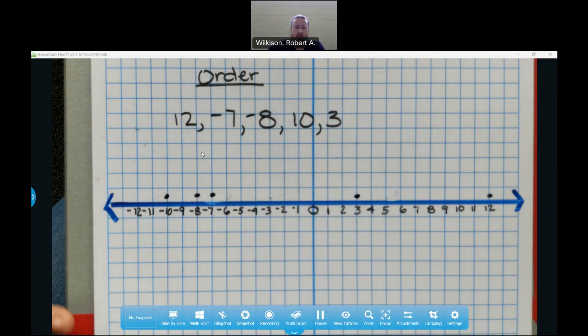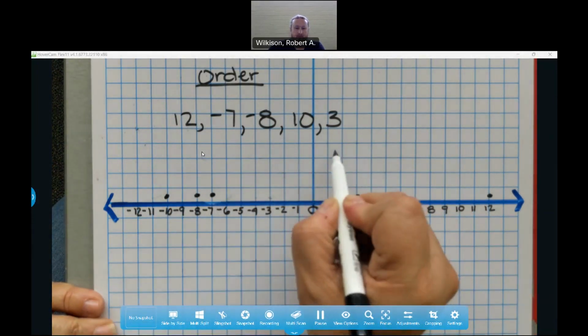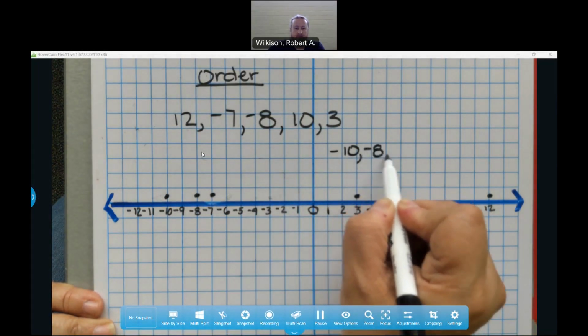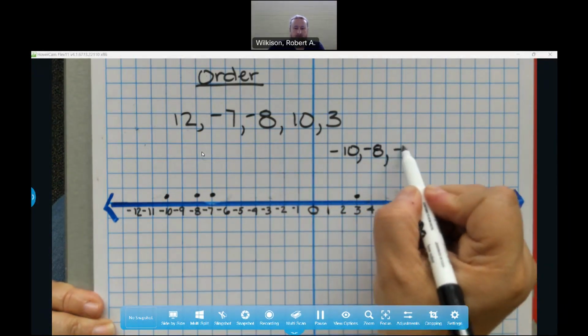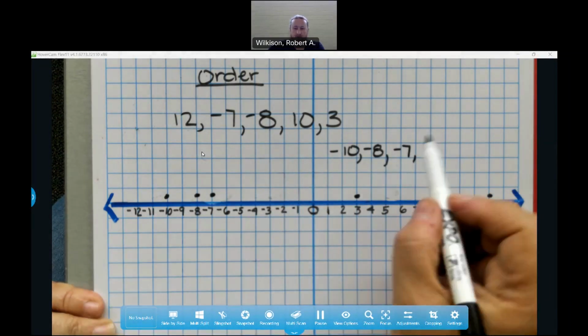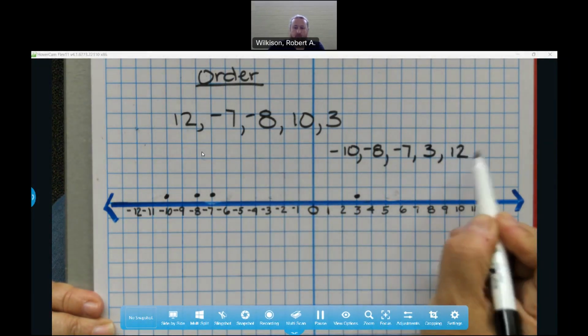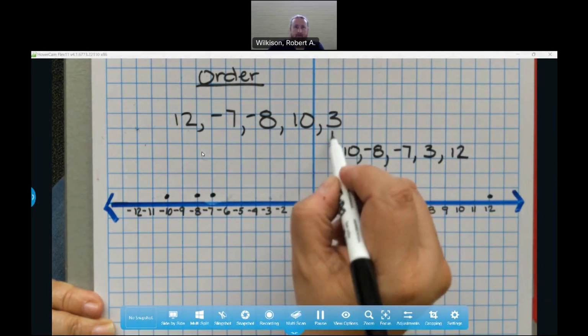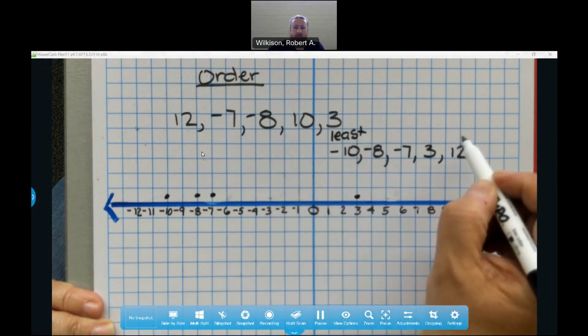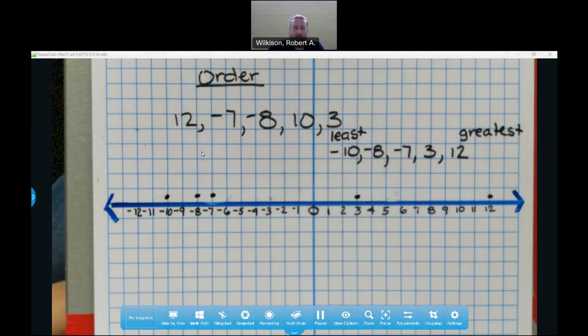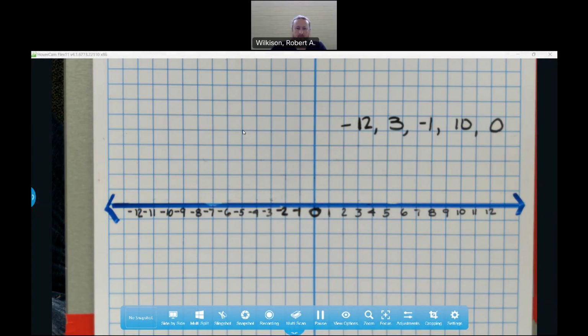So now our order becomes -10, -8, -7, 3, and 12. And now we have ordered them from least to greatest. Note the process is the same as comparing greater than or less than. We just have a number of numbers and therefore are ordering them instead of just comparing them.